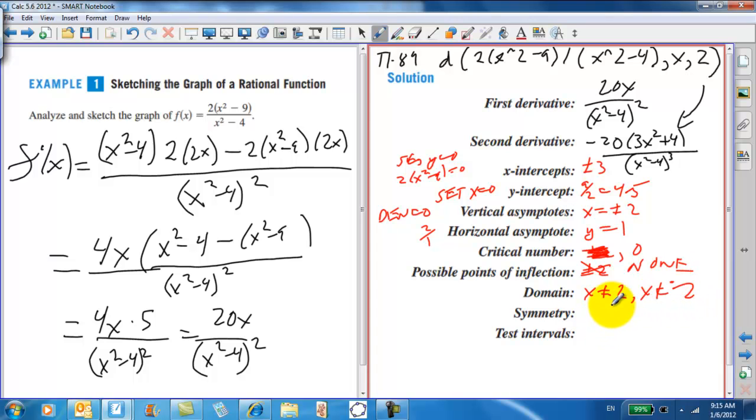Any kind of symmetries? Yes. We've got even symmetry because f of negative x equals f of x. Got to look out for that. That's going to make our graph look very symmetrical over the y-axis.